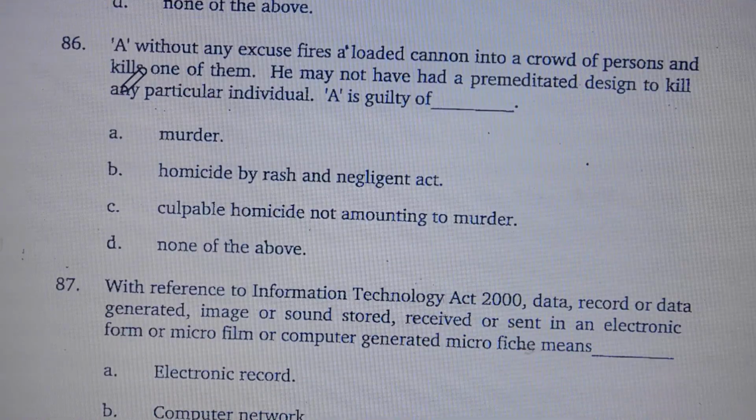Question number 86. A without any excuse fires a loaded cannon into a crowd of persons and kills one of them. He may not have had a premeditated design to kill any particular individual. A is guilty of dash. Answer is option number A, murder.